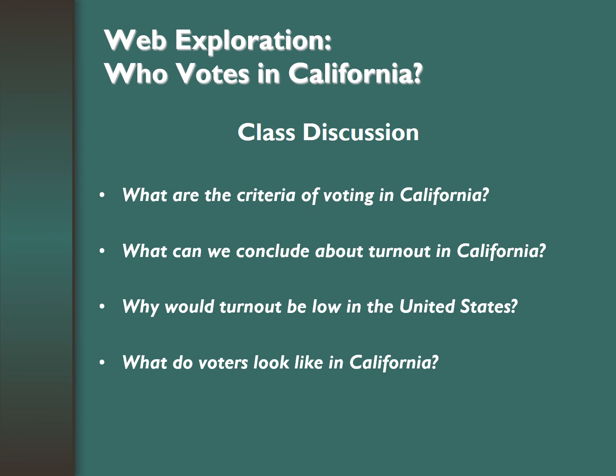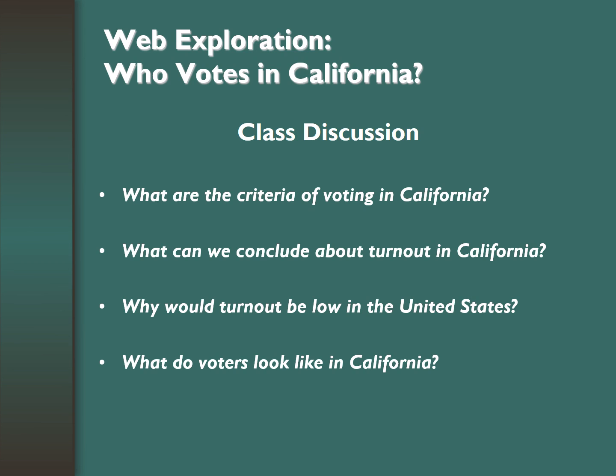U.S. citizen. You have to be at least 18 years old. You have to be a resident of California. You cannot be in prison or on parole or probation. Cannot have committed a felony. And you have to be mentally competent. You can't be judged to be mentally incompetent. So those are the 5, and I think they're fairly reasonable.